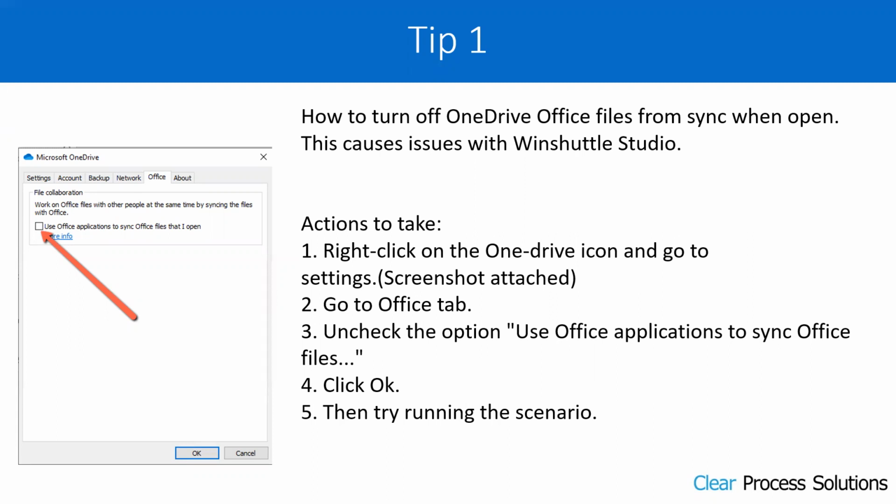So really what's happening here is when you're using Studio, and if you have an Excel file open, your OneDrive is trying to sync that to your OneDrive. And that's confusing the Winshuttle software. So if you turn this feature off, that'll allow you to work much easier with the integrated Excel into the Studio product.